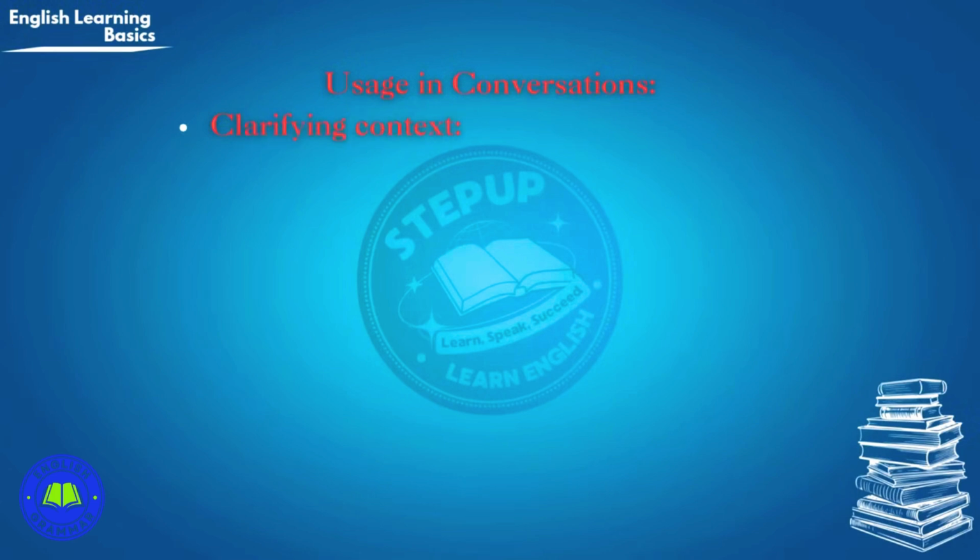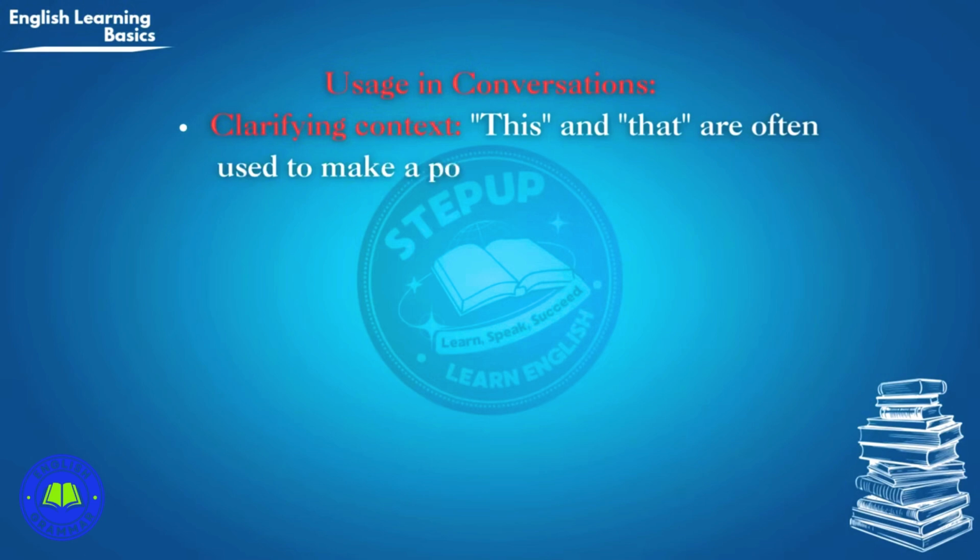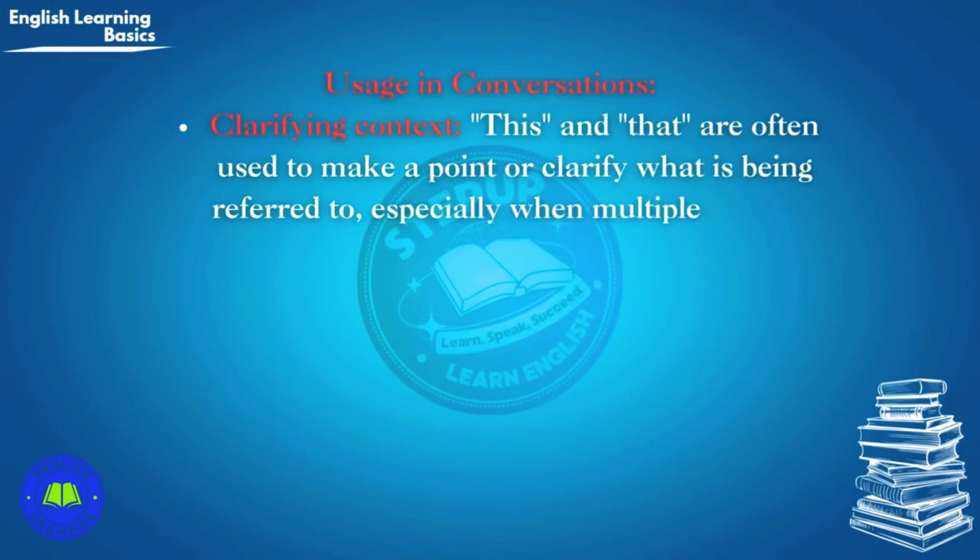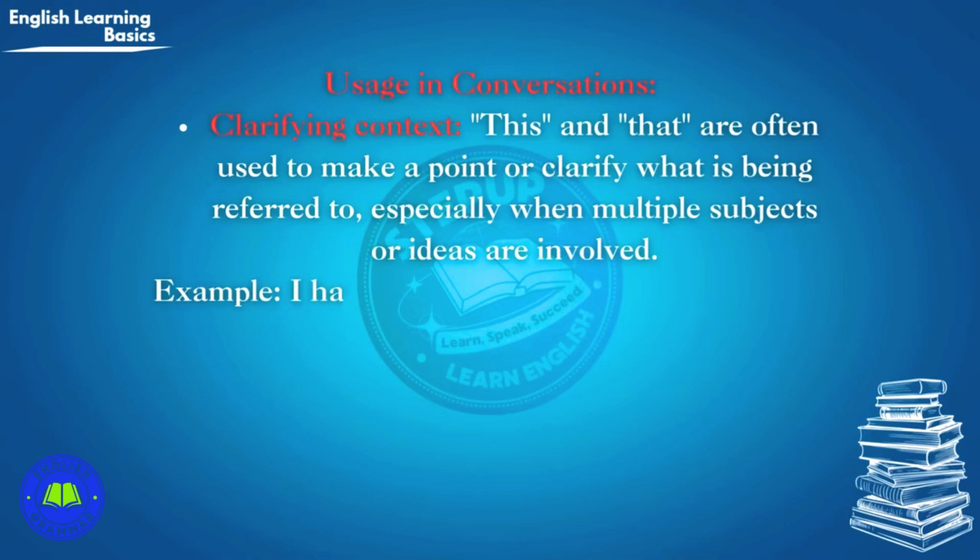Usage in conversations. Clarifying context. This and that are often used to make a point or clarify what is being referred to, especially when multiple subjects or ideas are involved. Example: I have 2 options. This one is cheaper, but that one seems more durable.